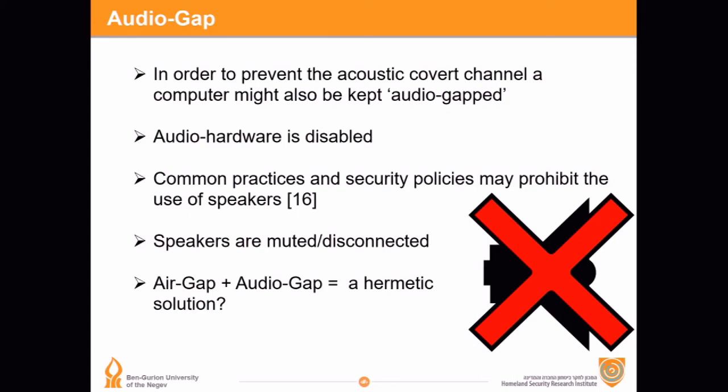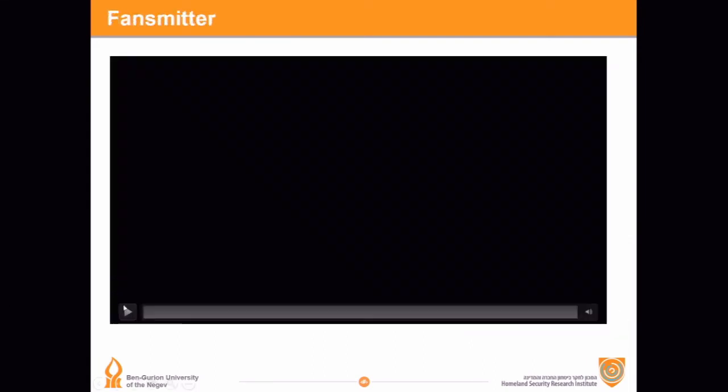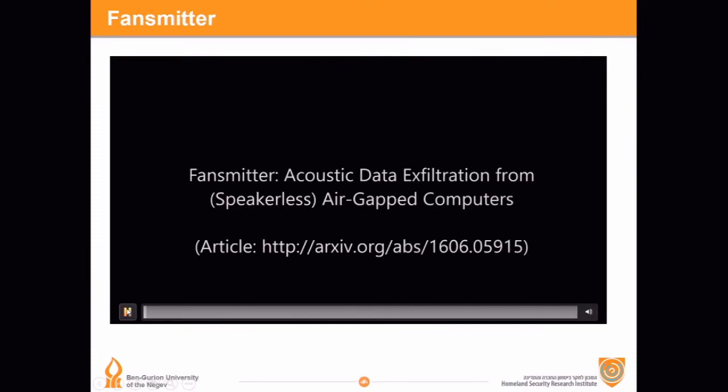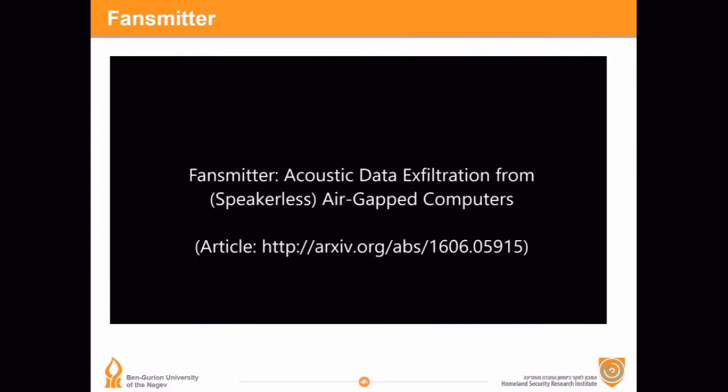So it's nice, but in order to prevent this type of acoustic covert channel, an air-gapped computer might also be kept in an audio gap. An audio-gapped computer is a computer where the audio hardware might be disabled or speakers are not allowed at all. And the question is, if we now have an air-gapped computer which is also audio-gapped, can the attacker still leak or exfiltrate information acoustically from such a computer? Let's see the following video. We call it acoustic data exfiltration from speakerless or audio-gapped air-gapped computers.